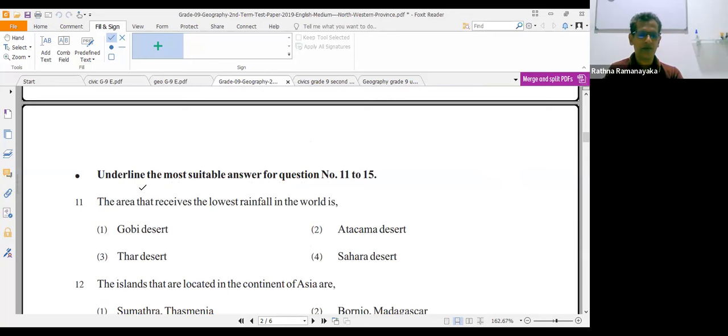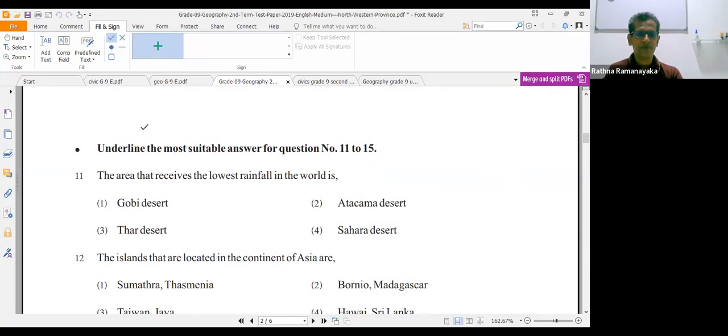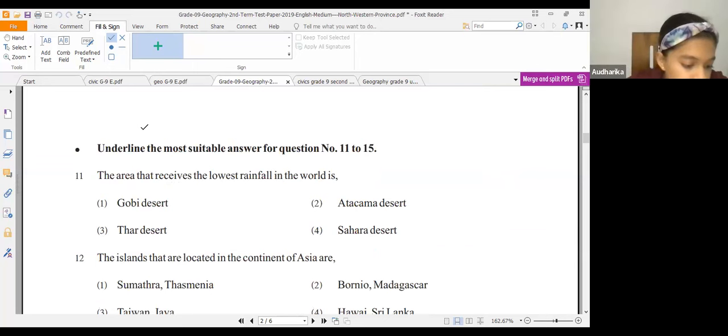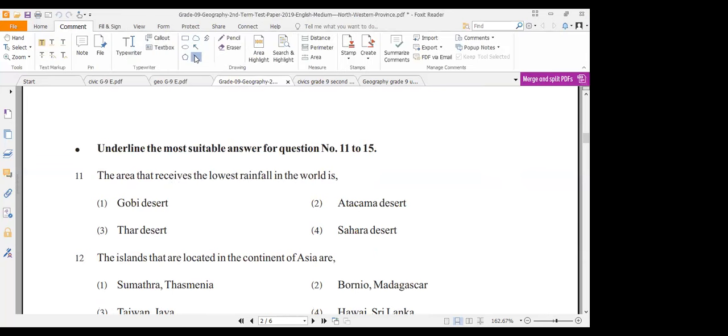Can you read 11? The area that receives the lowest rainfall in the world is Thar Desert. Yes, Thar Desert. Answer is correct.